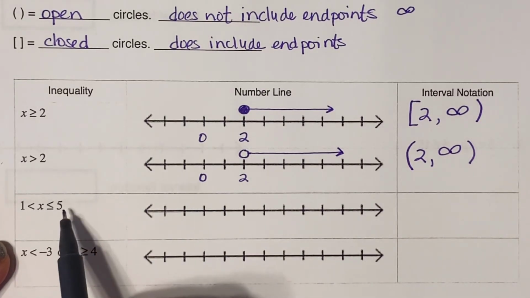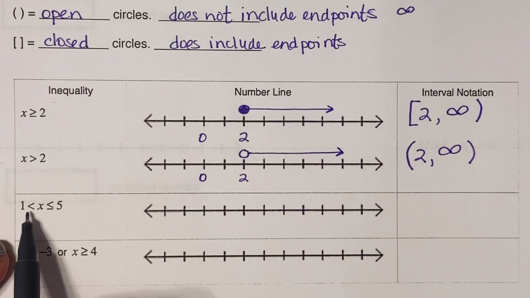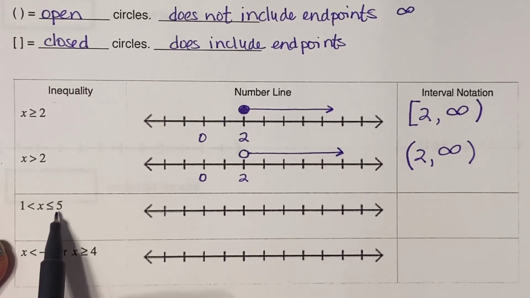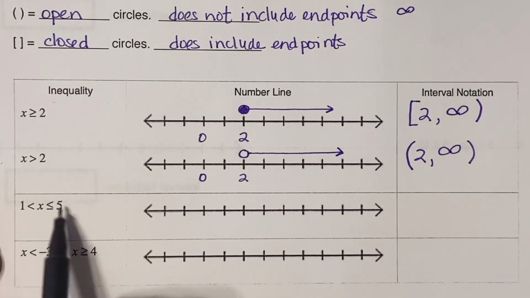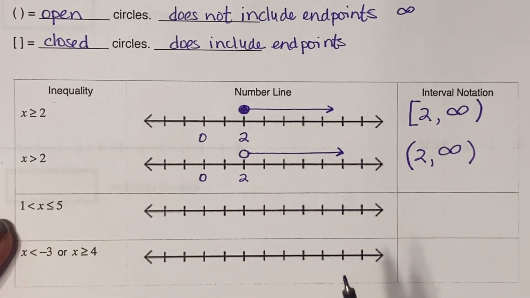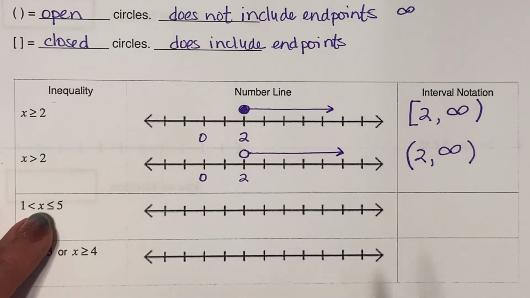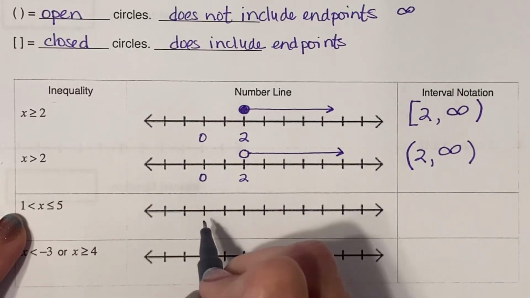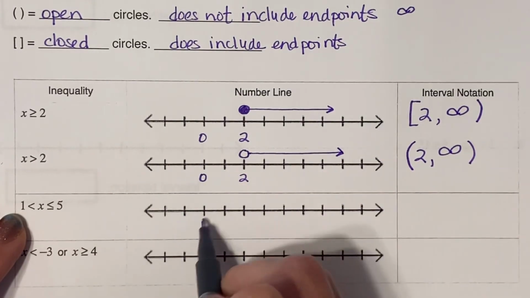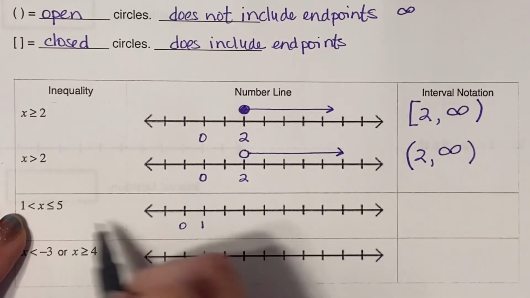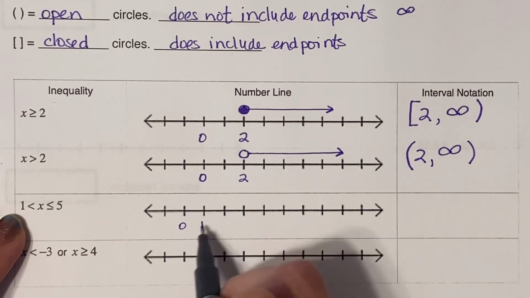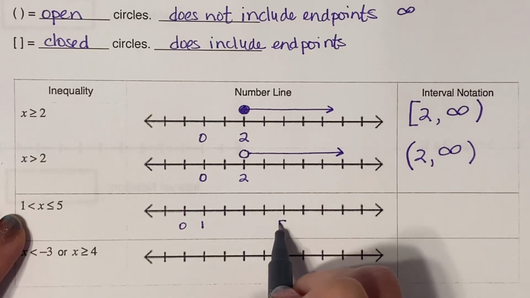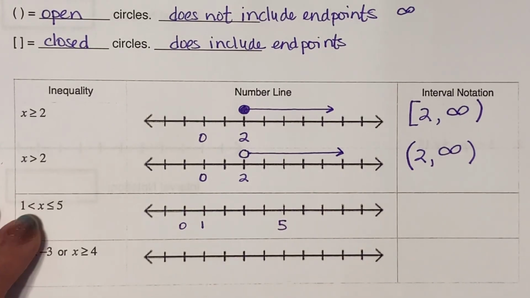Okay, what about this next one? 1 is smaller than a value, but the value is smaller than or equal to 5. This would be a compound inequality because I'm comparing it with two different things. Well, let's see. Here's my 1. Here's my 0. I'll drop a 0 here too. And then 5, I need to go up to 5. So here's 1, 2, 3, 4, 5. Here would be 5, and then 6 and 7 and so on.